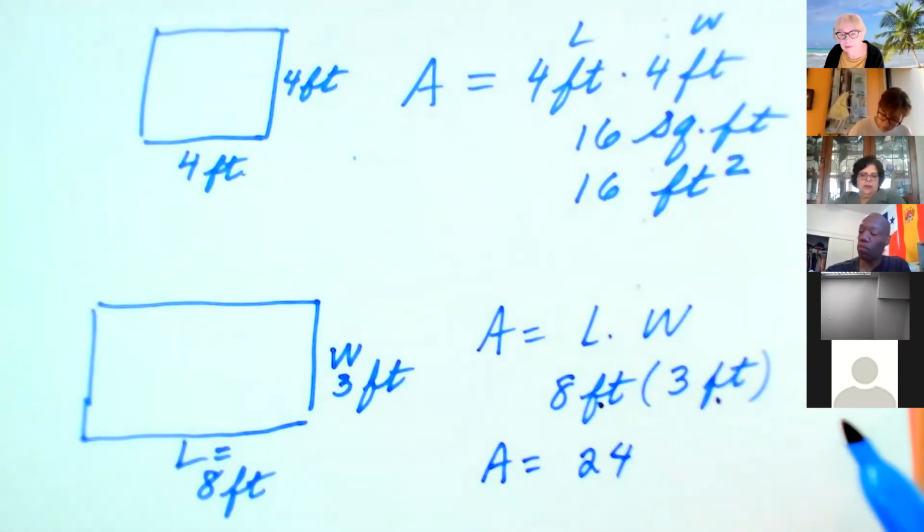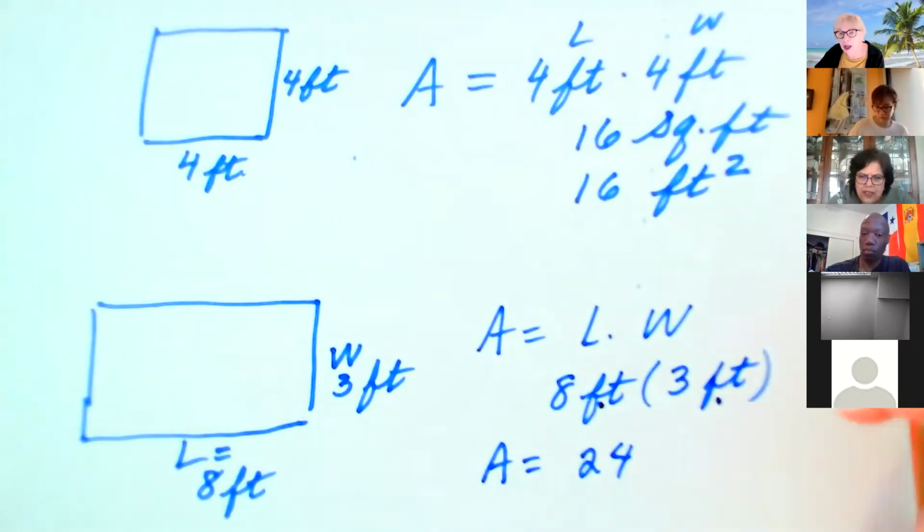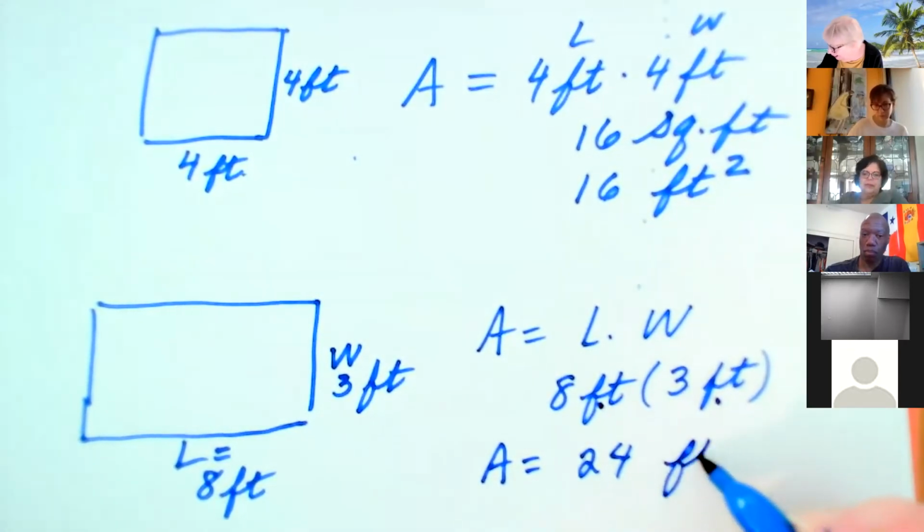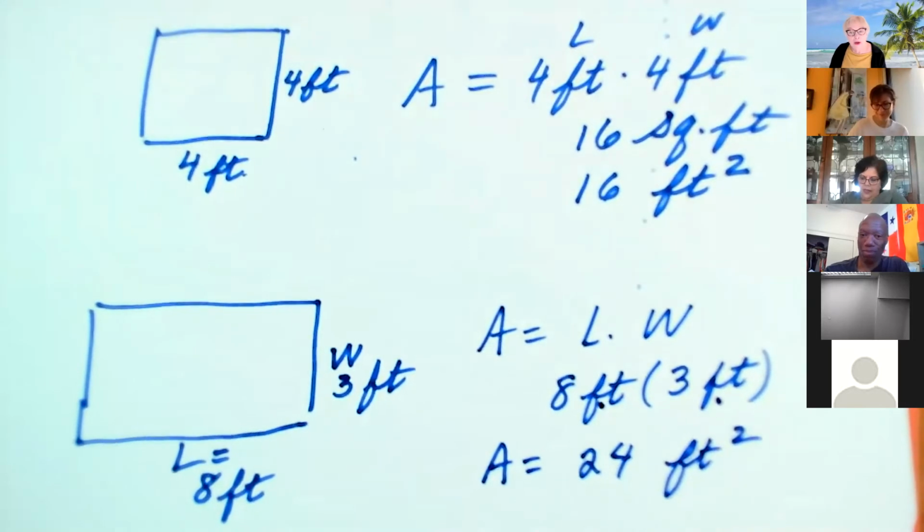24 what? Feet. What kind of feet? Square feet. Do you like either one of these better? I like the bottom one. I do too. I think it's quicker. Although you'd say it the same, square feet, square feet.